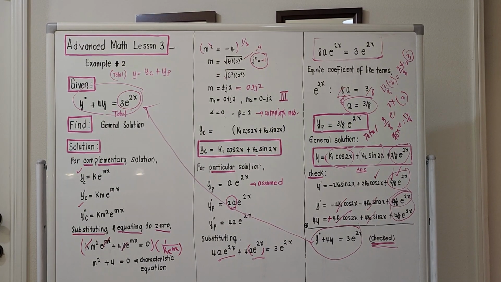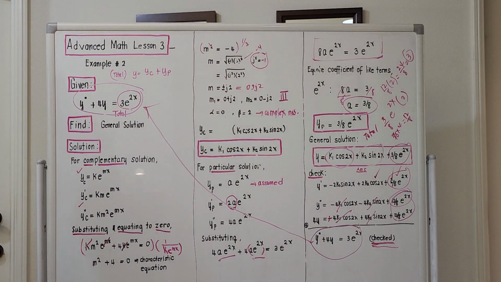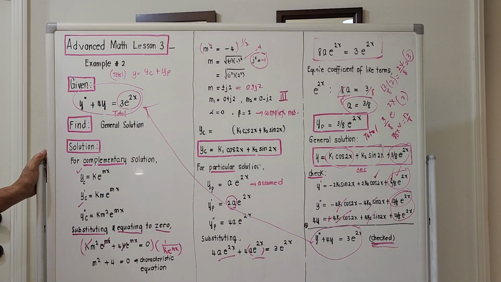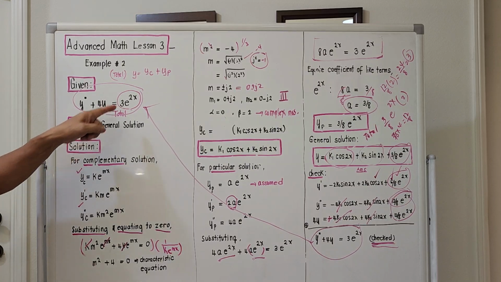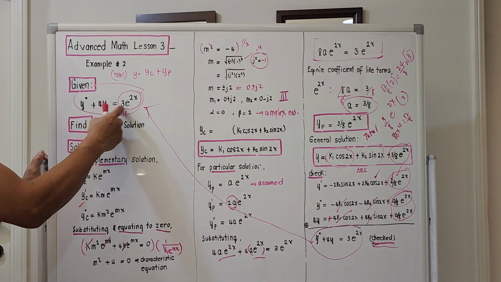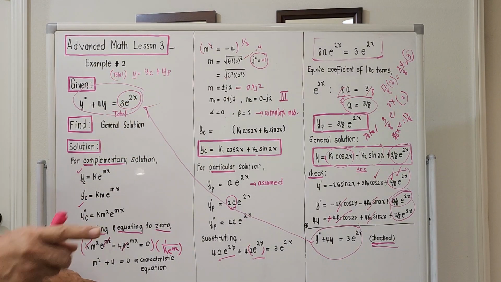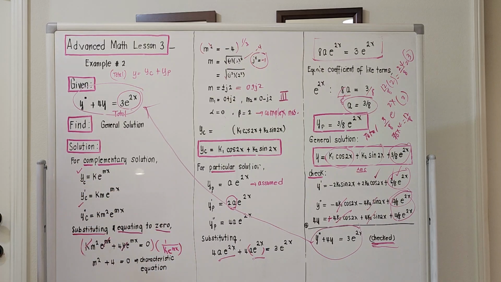Okay, that's it guys. That will be example number 2 under advanced mathematics. The right hand side is not equal to 0, because if the right hand side is equal to 0, the solution will just be simply the complementary solution. That was the last topic under differential equation.